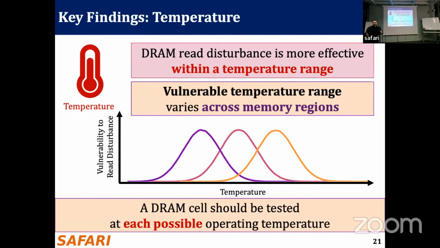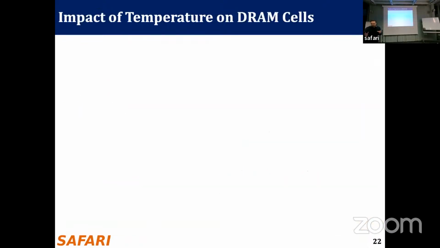So here comes the first key takeaway. A DRAM cell should be tested at each possible operating temperature to ensure that it's resilient to read disturbance, or to find out whether it's vulnerable to read disturbance at a given condition.